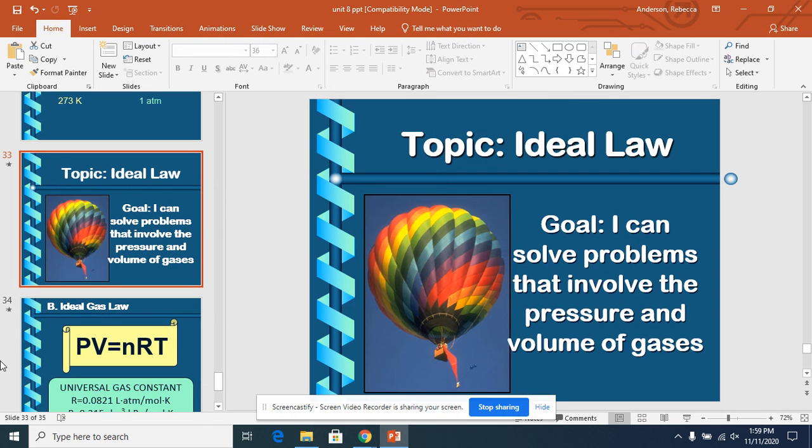Hello everyone, so today we're on our last section for gas laws, yay! And we are talking about the ideal gas law. So your topic is the ideal gas law.